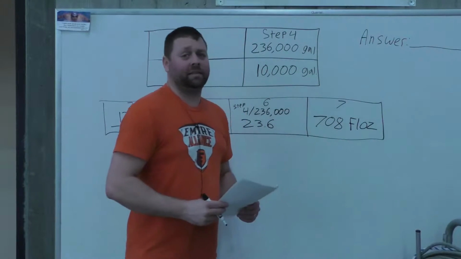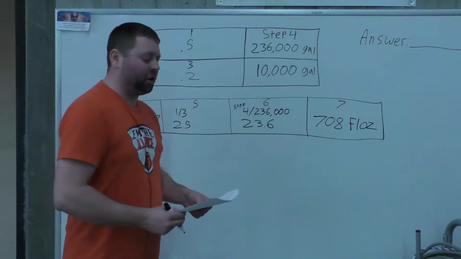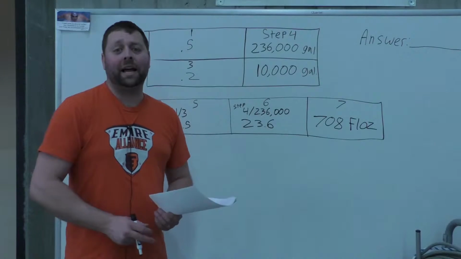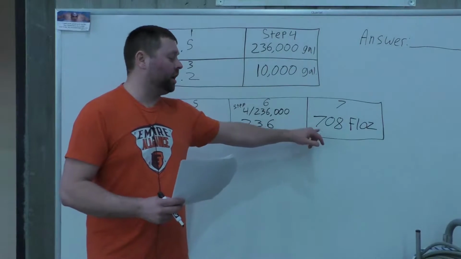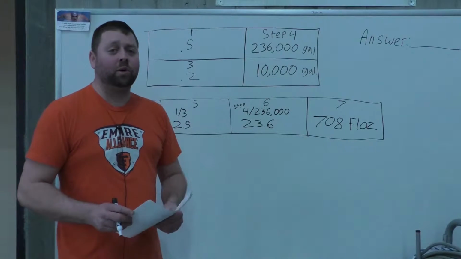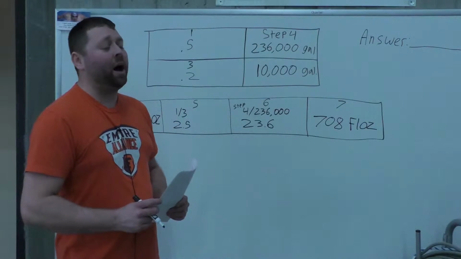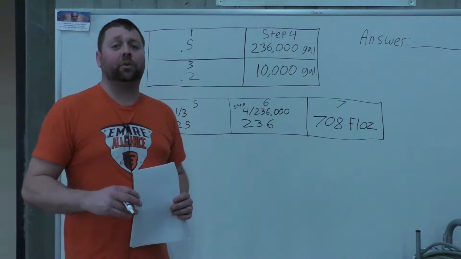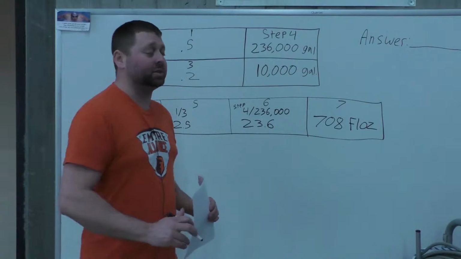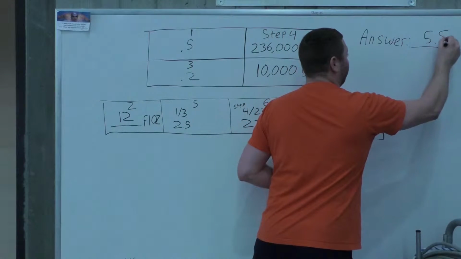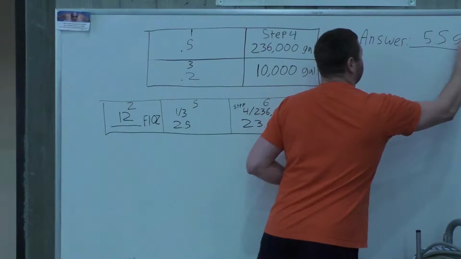Using the formula on the top of your sheet, you will try to convert fluid ounces into gallons. The way to do that is take your 708, divide it by 128, and that will give you your answer of how many gallons of acid we need to put into the pool to decrease our pH from 8.0 to 7.5. And the answer is 5.5 gallons.